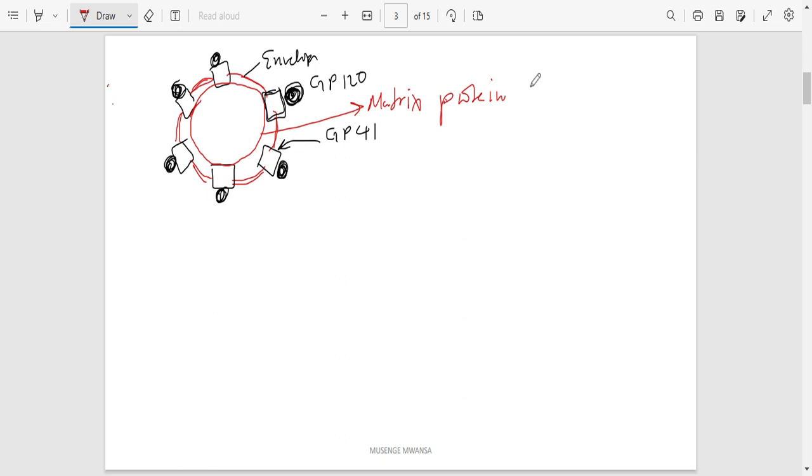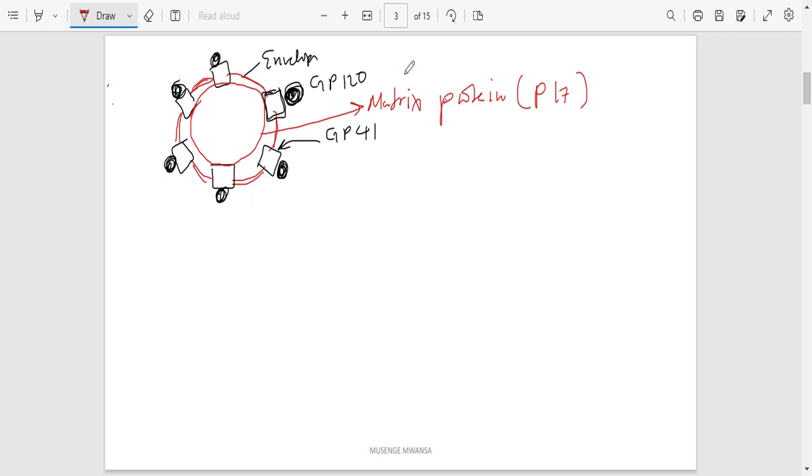So this matrix protein, because it is a protein, we are just going to give this a P. Now this one, we call it a P17. So that matrix protein, which is just below the envelope, is called the P17.